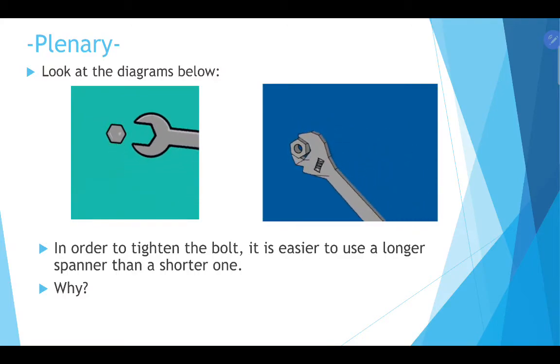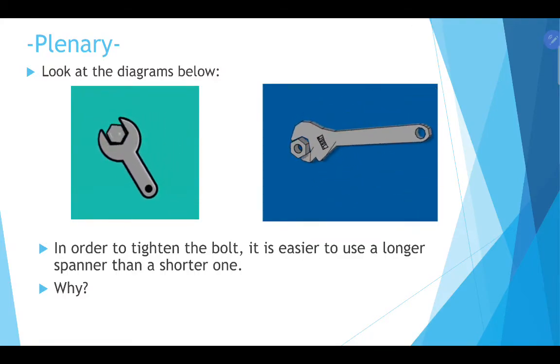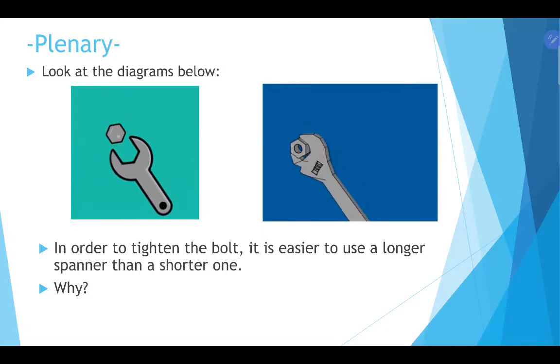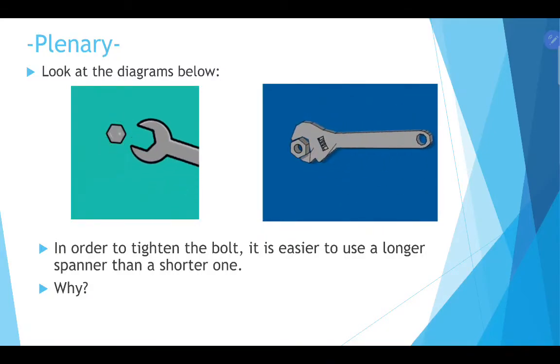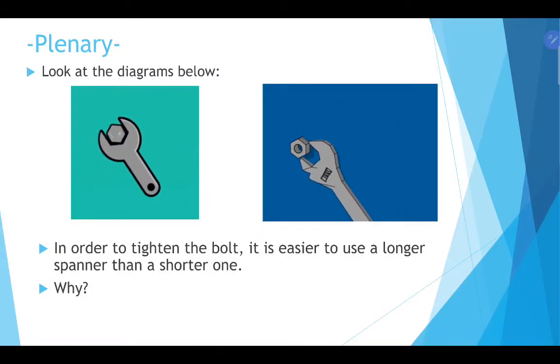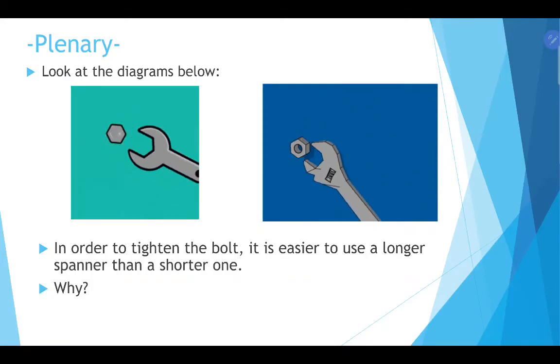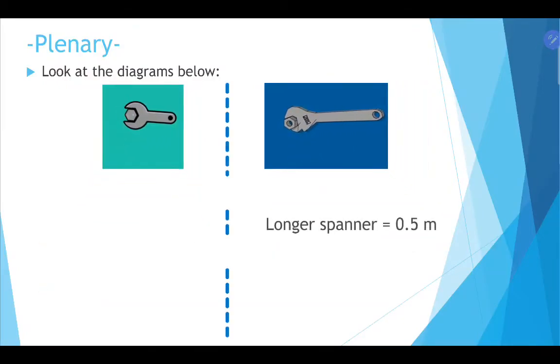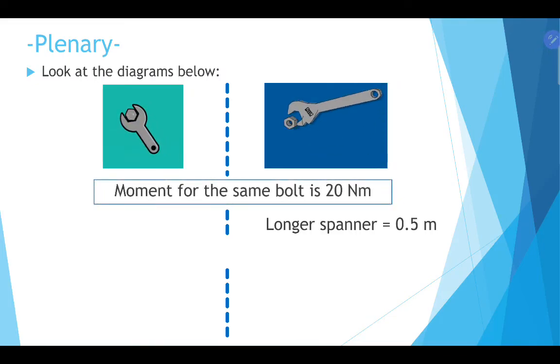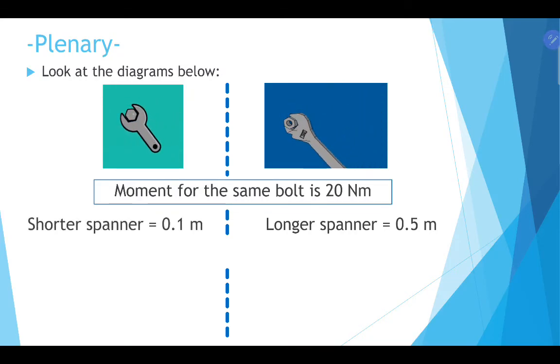Now that you know the basics of moments, let's look at the diagrams below. In order to tighten the bolt, it's easier to use a longer spanner than a shorter one. Do we know why? You have to apply the moments here. The moment for the same bolt is 20 Newton meter. It's the same bolt and you're turning it the same way. The shorter spanner, the length is 0.1 meter. The longer spanner, the length is 0.5 meter.